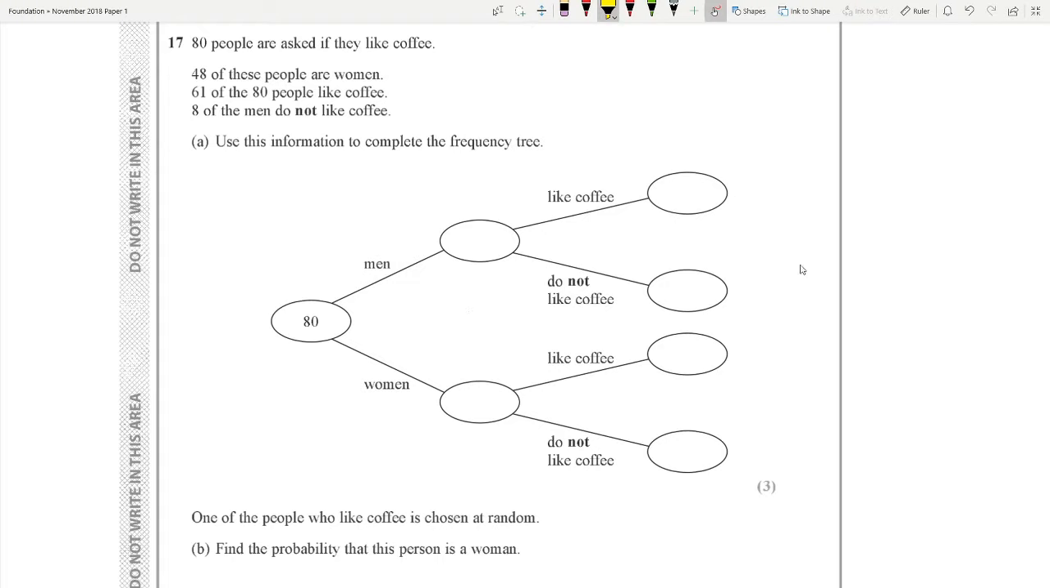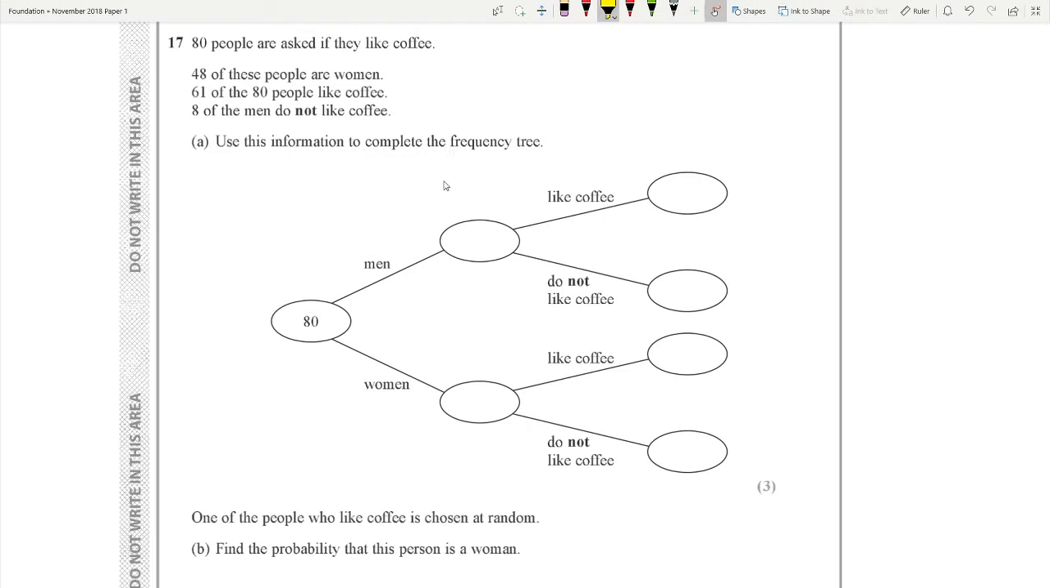80 people are asked if they like coffee. 48 of these people are women. 61 of the 80 people like coffee. 8 of the men do not like coffee. Use this information to complete the frequency tree.